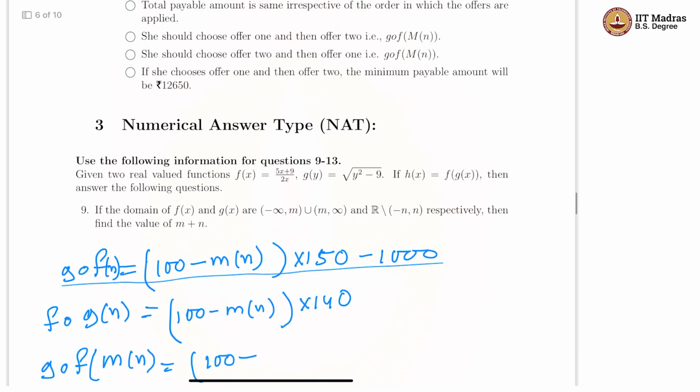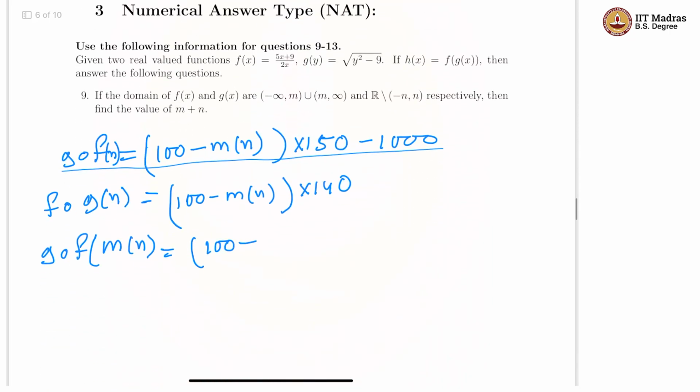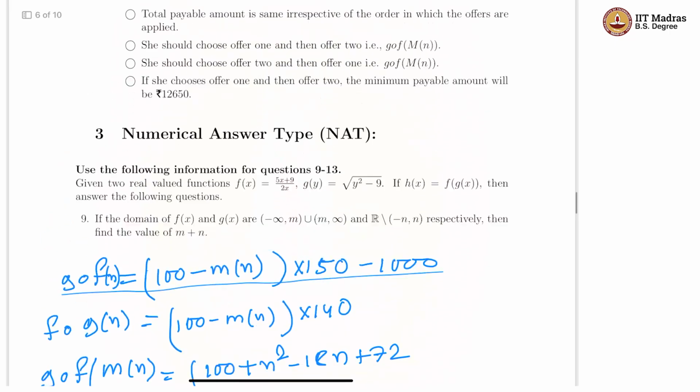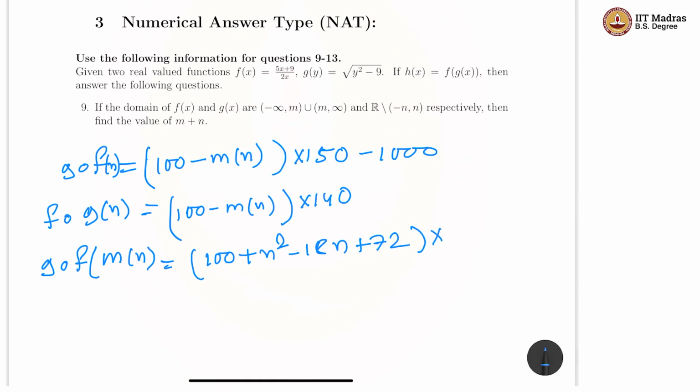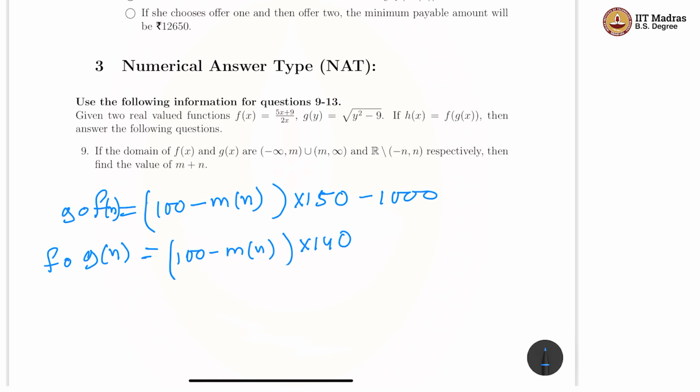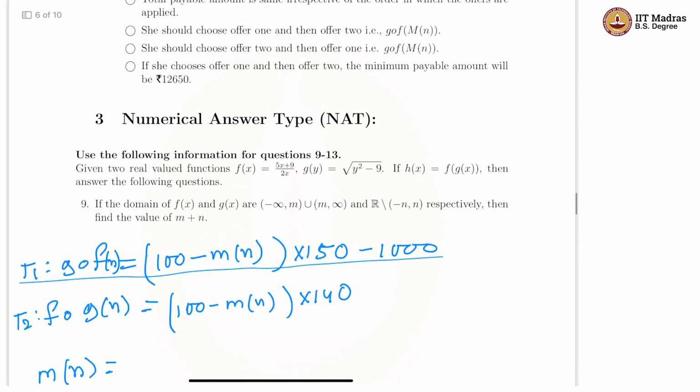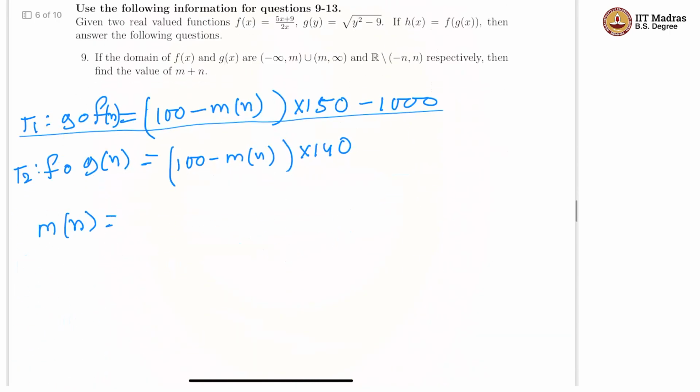100 minus what is Mn? Mn is minus n square plus 18n minus 72. So we were applying a minus sign over here, so we will get the opposite sign, into. Okay, so we can rename it with T1 of n, and this with T2 of n, for simplicity. So what is Mn given here? Mn is minus n square plus 18n minus 72.